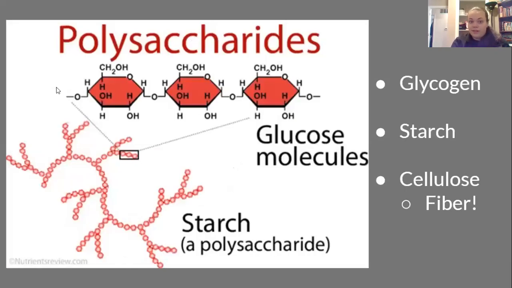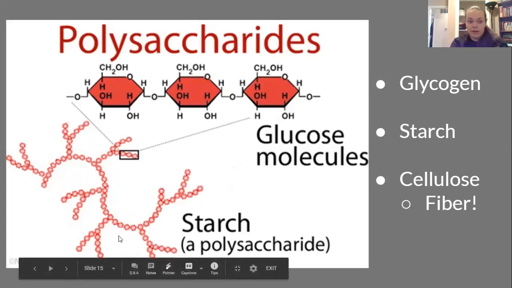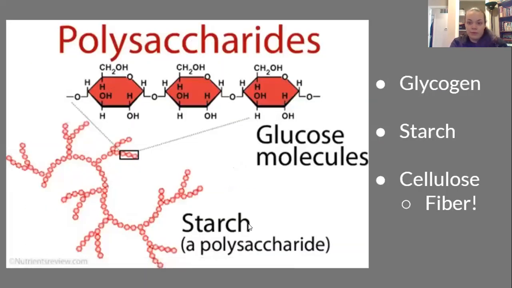So polysaccharides, these are the complex carbohydrates, and you can see in this picture here how big these things are. So again, this is one glucose molecule, and this is a starch, a complex carbohydrate. It's made up of thousands of these glucose molecules. So starch is one example of a complex carbohydrate.